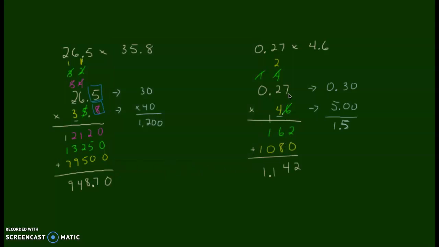And so same thing, if we come over here, we have 3 digits behind decimals in our problem. So as you can see, we have 3 digits behind our decimal in the answer.